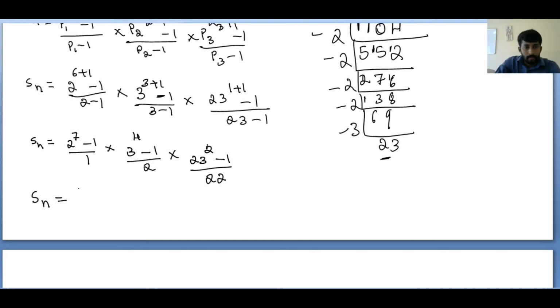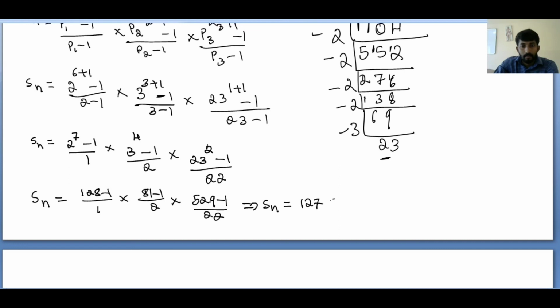2 to the power 7, that is 128 minus 1, by 1 into 3 to the power 4, that is 81 minus 1, by 2 into 23 square. 23 square is equal to 529 minus 1 by 22. Implies Sn value is equal to 127 into (81 minus 1 is 80) 80 by 2 is equal to 40 into (529 minus 1) 528 divided by 22, here you will get 24.